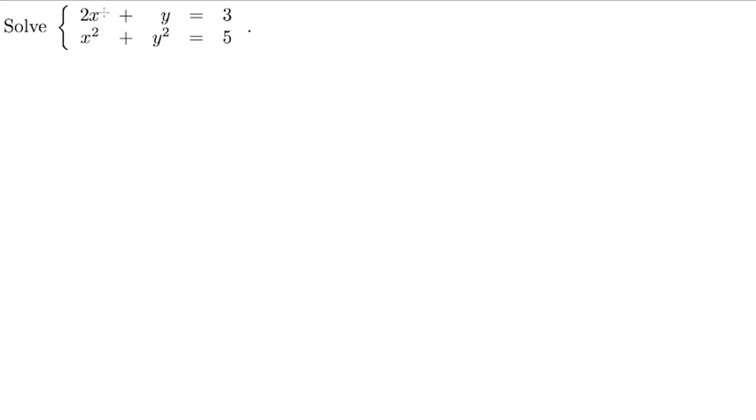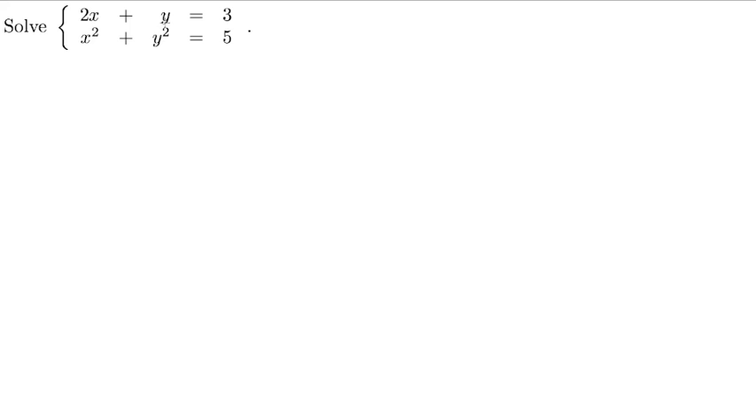Now once again, notice that our first equation is a linear equation. So you might ask, why are we running into this system when we're talking about nonlinear systems of equations? Well, the reason is the second equation is nonlinear. Again, all we need is one of the equations to be nonlinear for us to consider it a system of nonlinear equations.